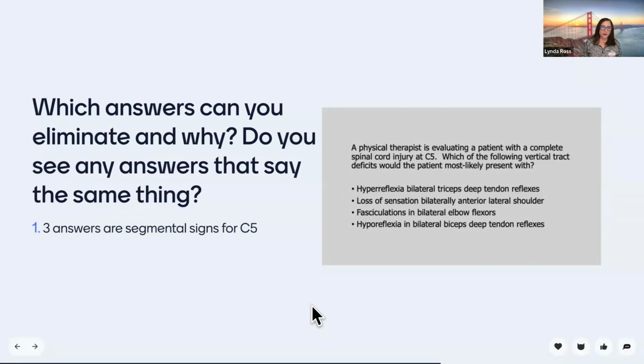There are three answers there that are segmental signs for C5. Can you put those in the comment box or the chat one at a time? The full answer, please. There's two DTRs there. So why loss of sensation? What are those words saying for loss of sensation?